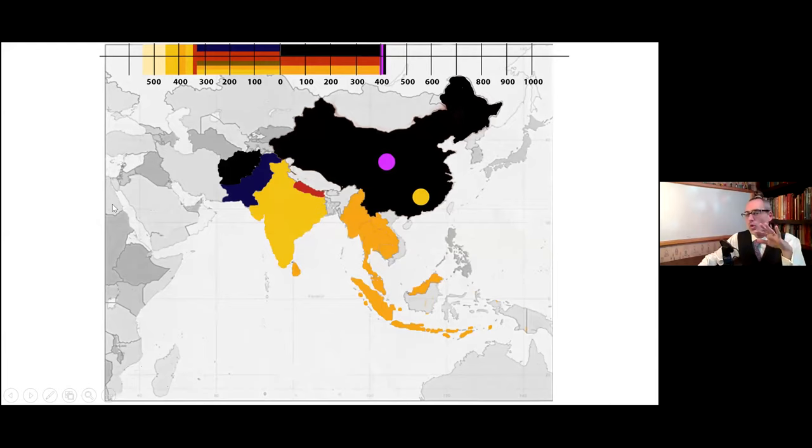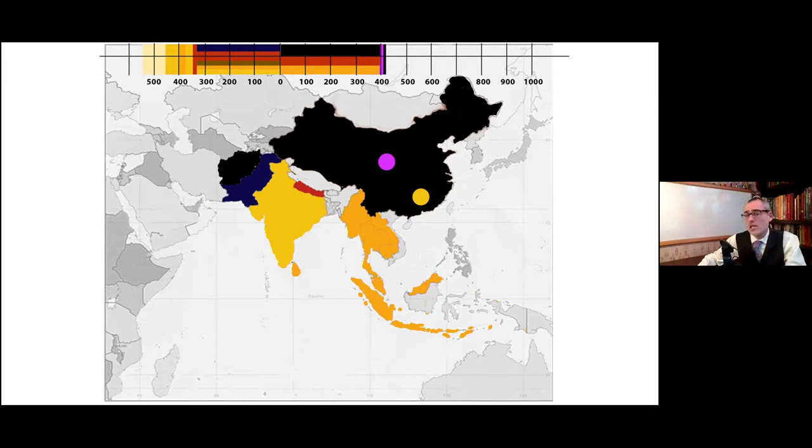So in the fifth century AD, something new happens. And this is important. And this is again important for the rest of the history of Buddhism.